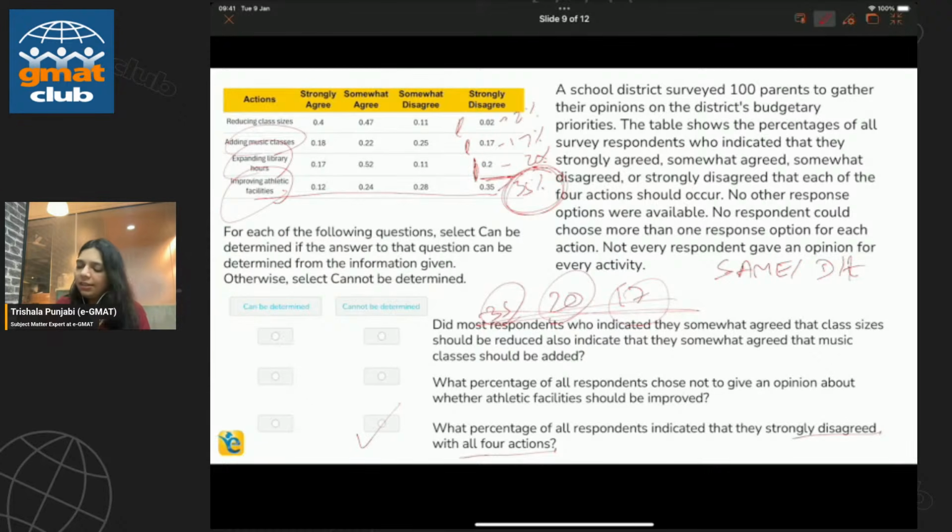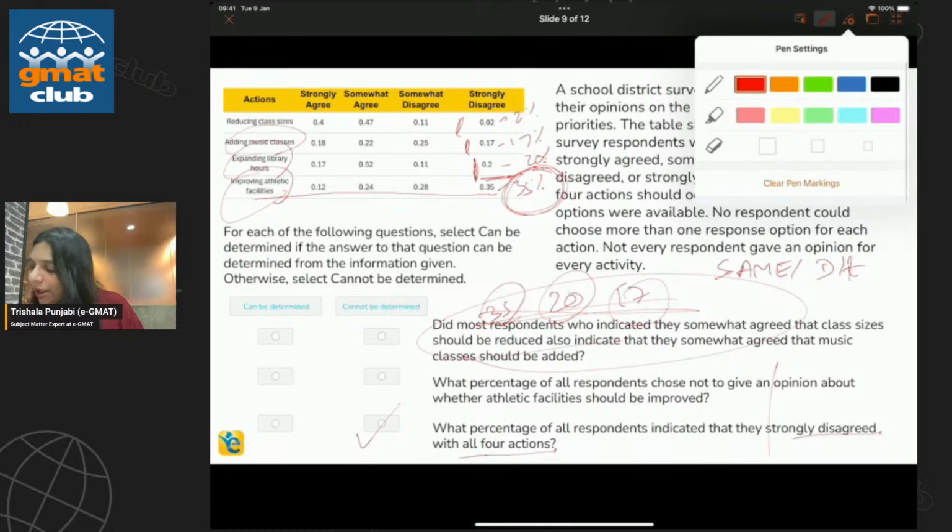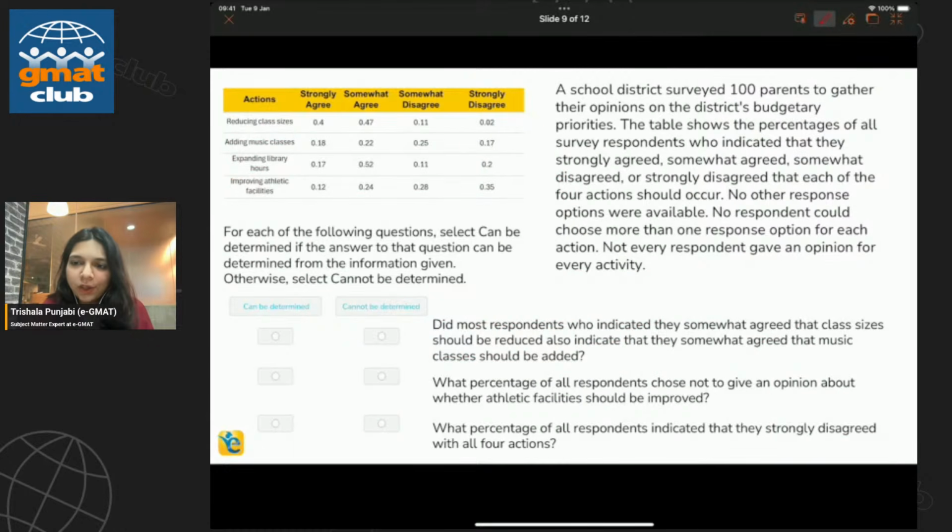Is this clear? I think you guys got such a difficult thing correct. This should be easy for you. Is this clear to you guys? Can we move on to the next one? Do you guys have any questions? Okay. If you have any questions, let me know. I am moving on to the next one. So the final answer is: can be determined, and cannot be determined.